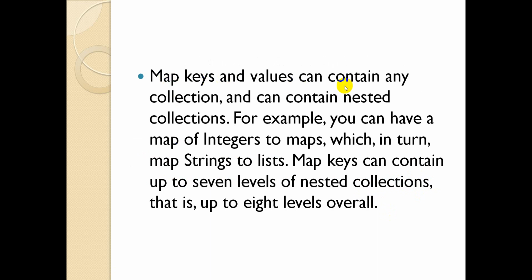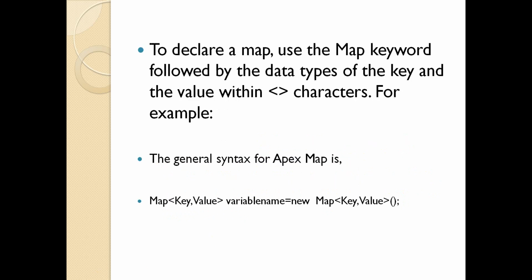Map keys and values can contain any collection and can contain nested collections such as lists and sets. For example, you can have a map of integers to maps, which in turn map strings to lists. Map keys can contain up to 7 levels of nested collection, that is up to 8 levels overall. It can be nested.